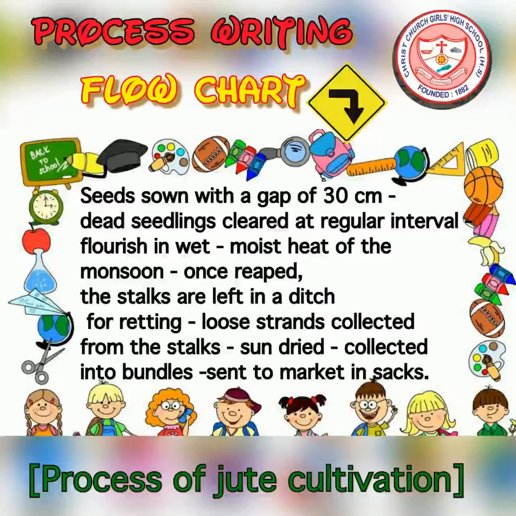Now let's discuss the rules through a specimen. Here's a flowchart for you. It's a flowchart on cultivation of jute. The flowchart: seeds sown with a gap of 30 cm, dead seedlings cleared at regular intervals, flourish in wet, moist heat of the monsoon. Once reaped, the stalks are left in a ditch for retting. Loose strands collected from the stalks, sun-dried, collected into bundles, sent to the market in sacks. So this is a flowchart, and now let's see how to develop this flowchart into a paragraph.